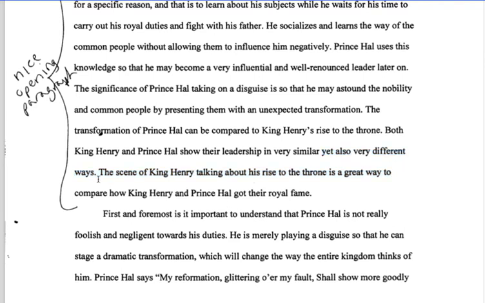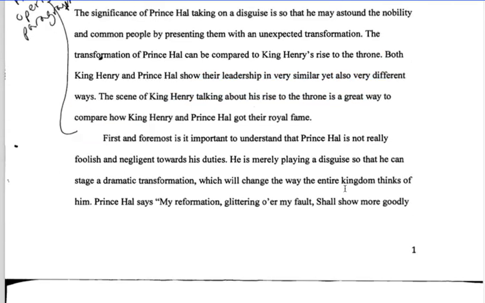The scene of King Henry talking about his rise to the throne is a great way to compare how King Henry and Prince Hal got their royal fame. Again, succinct, a declaration of what the student is going to prove, and also a sense of what scene the student is going to use in order to demonstrate this. Another example of a nice opening paragraph.